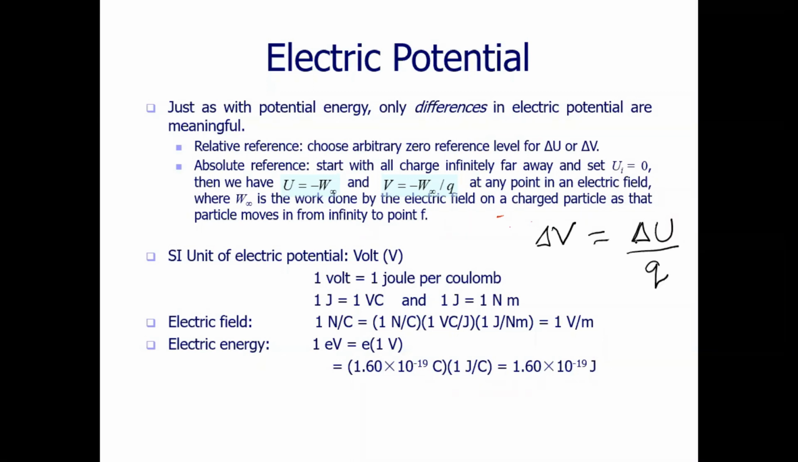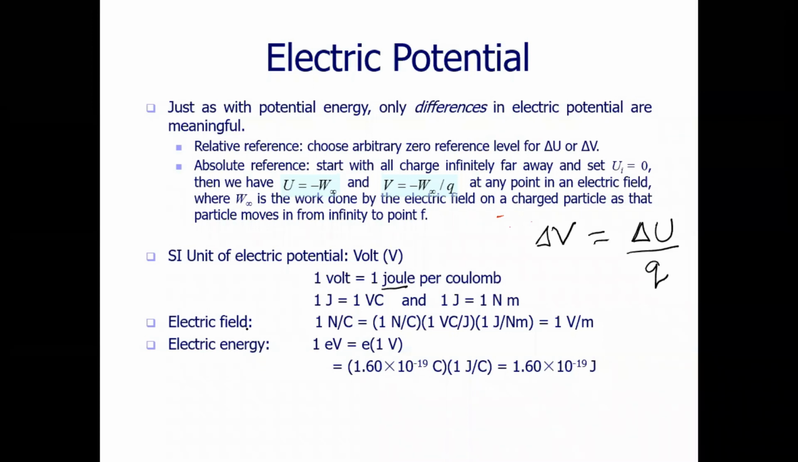So the electric potential energy is given in joules. This is given in coulombs. So it means that 1 volt, which is basically the change in potential, is measured in joules per coulomb, because the energy is measured in joules and the charge is measured in coulombs.